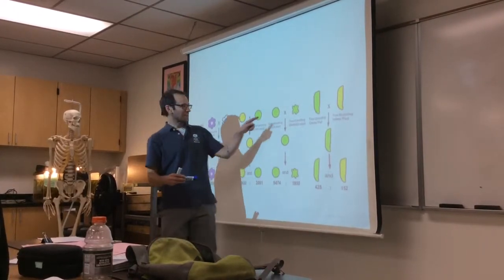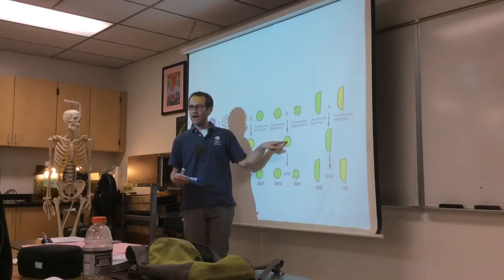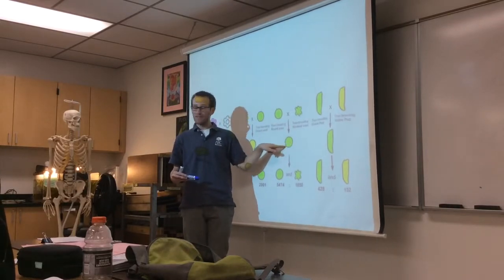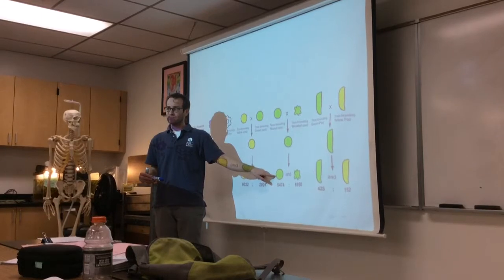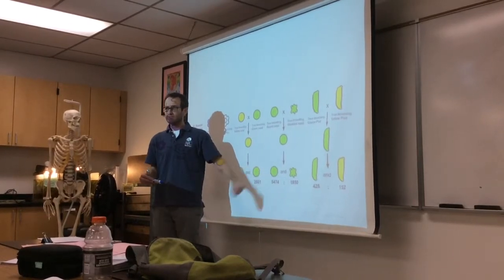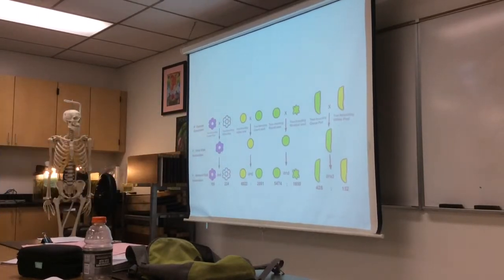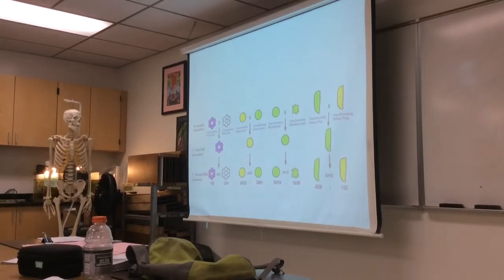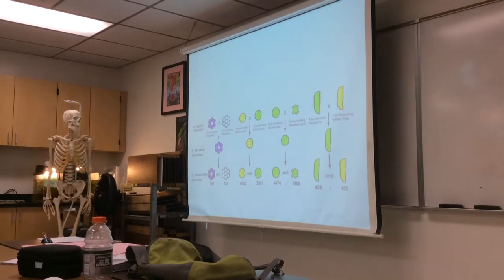Yeah, so round to wrinkled gives you all round. You cross rounds of this generation together, you get this generation. Okay, is that clear to everybody? All right. Yeah. So you're pretty much getting 3 times. Okay, wait, has everybody had a chance to think about the pattern?